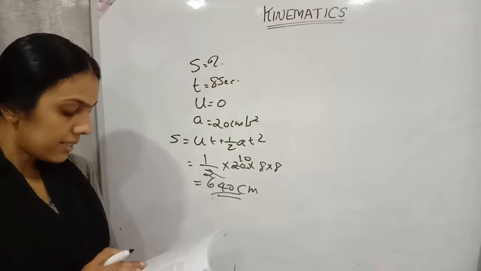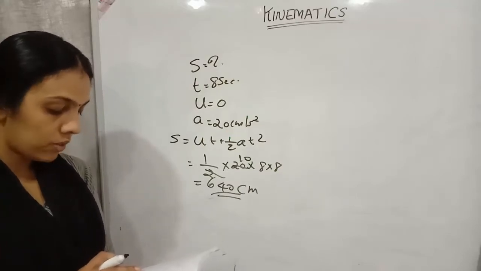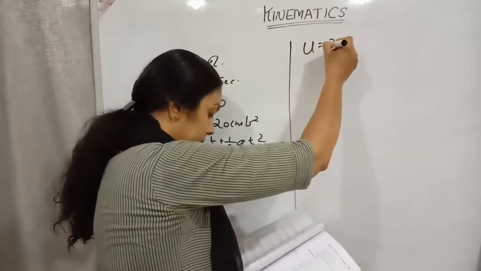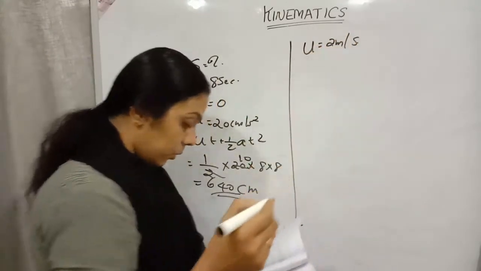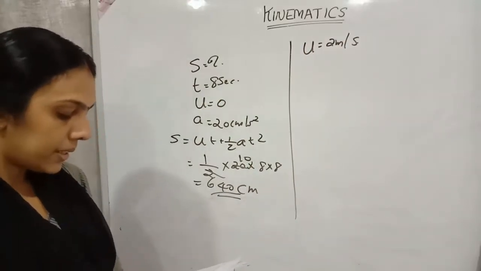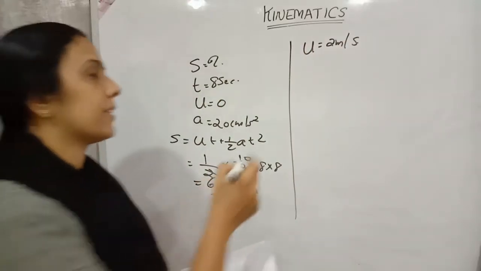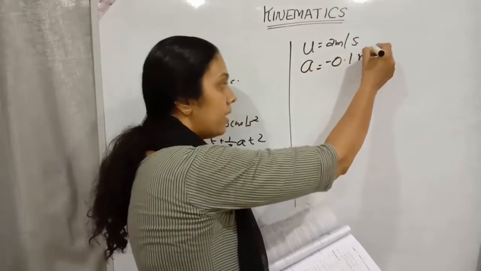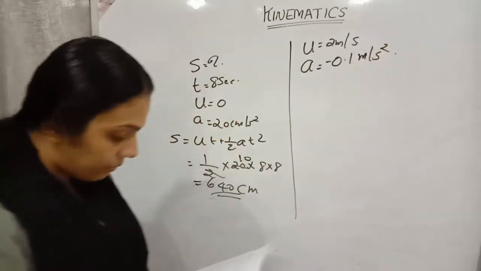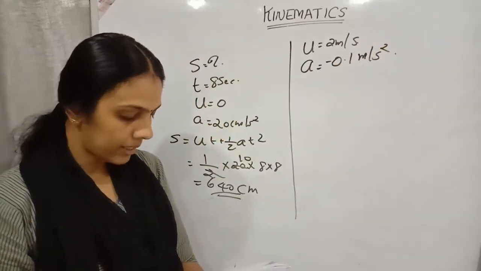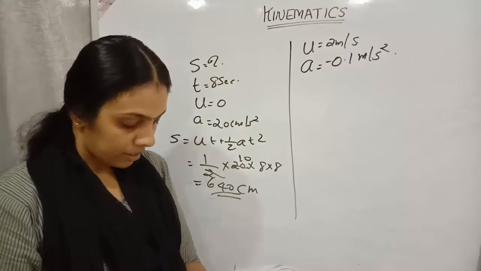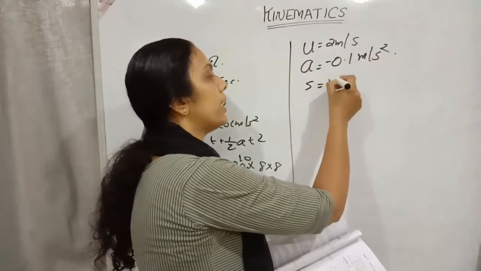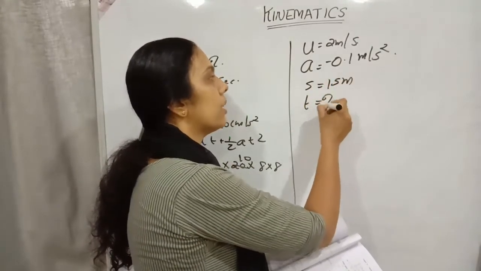Next is a particle starts with a velocity of 2 meter per second. So the particle's initial velocity is 2 meter per second and it moves in a straight line with a retardation of 0.1 meter per second square. The question is the first time at which the particle is 15 meter from the starting point. Okay, so s is equal to 15 meter. Time we need to find out. How can we find out?